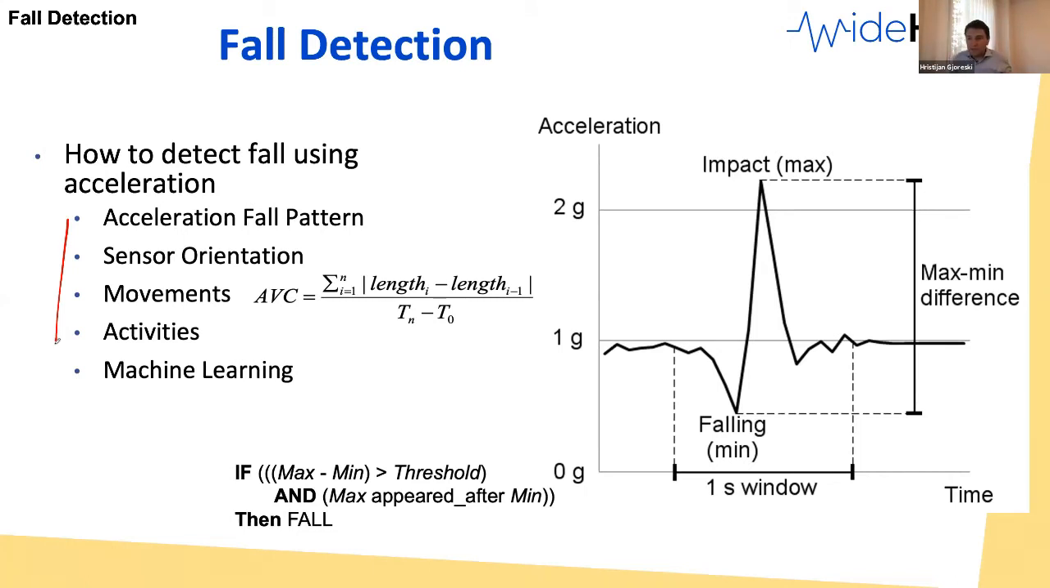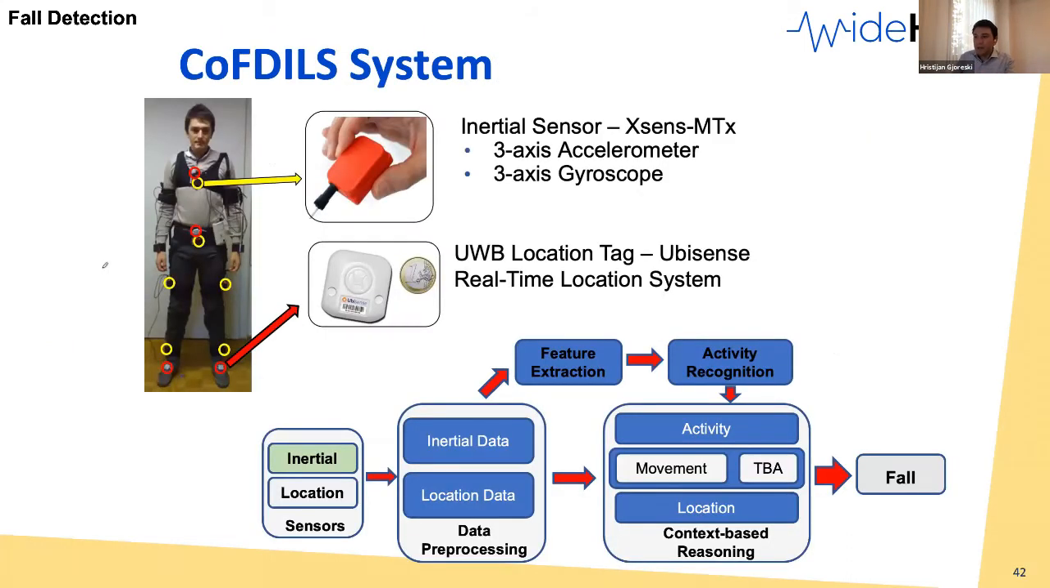an algorithm that analyzes only this acceleration pattern, that analyzes some sensor orientation, if the person is moving or not, activities completely based on machine learning. So again, you equip the person with all these sensors, and then you perform the falls, and you get the data, and then you perform the data analysis, machine learning, rules, feature engineering.